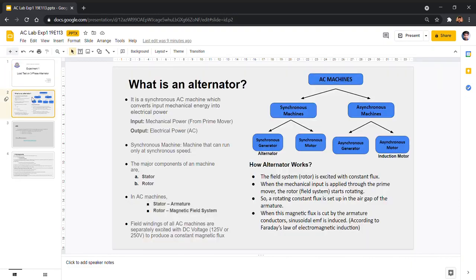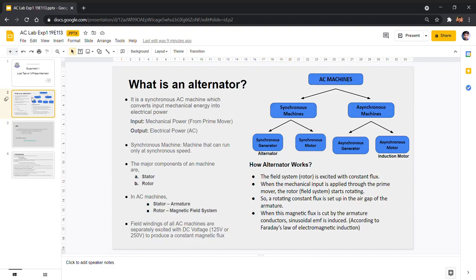Before going to the experiment, let us brush up some basics of alternators. So what is an alternator? An alternator is a synchronous AC machine which converts input mechanical energy into electrical power. So the input is mechanical power, which is given through the prime mover. Output is electrical power. AC machines are broadly classified into synchronous machines and asynchronous machines. Based on their input and output, they are classified as generators and motors.